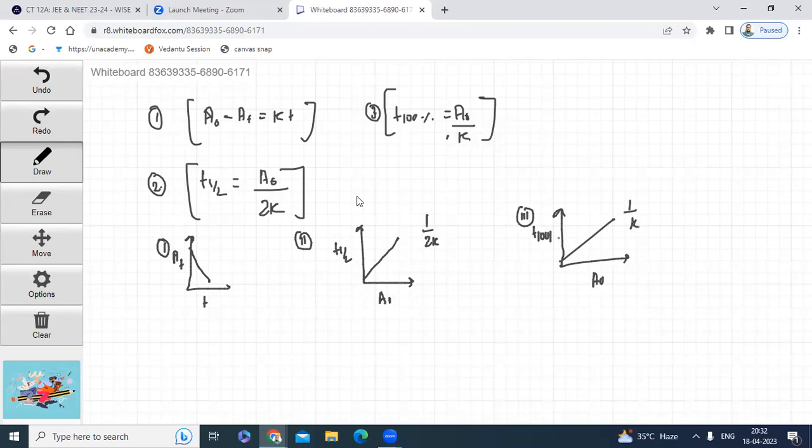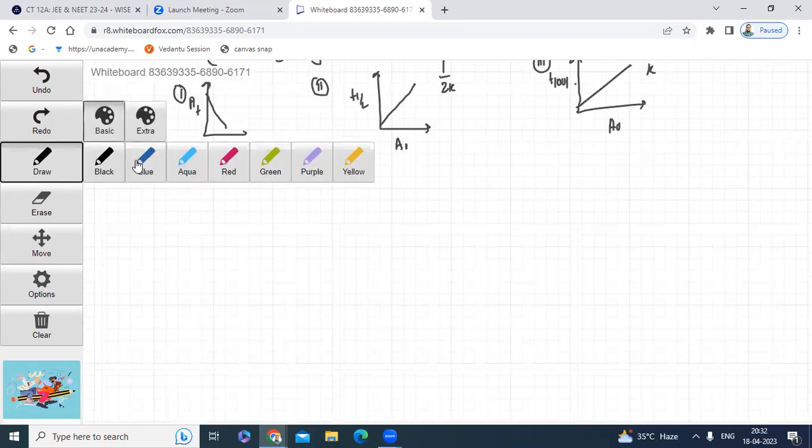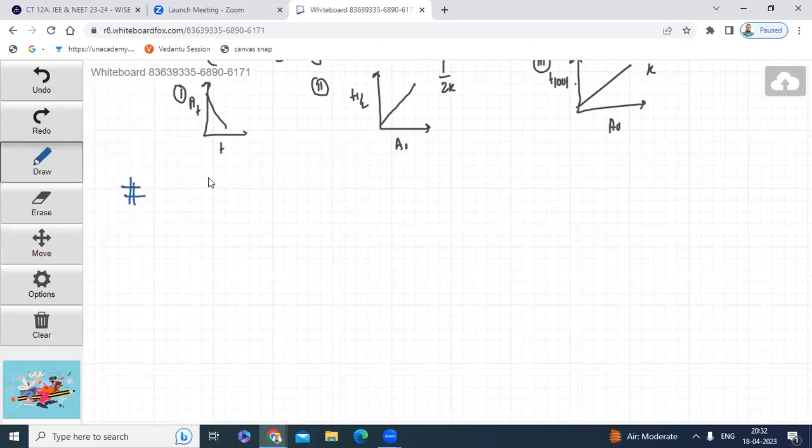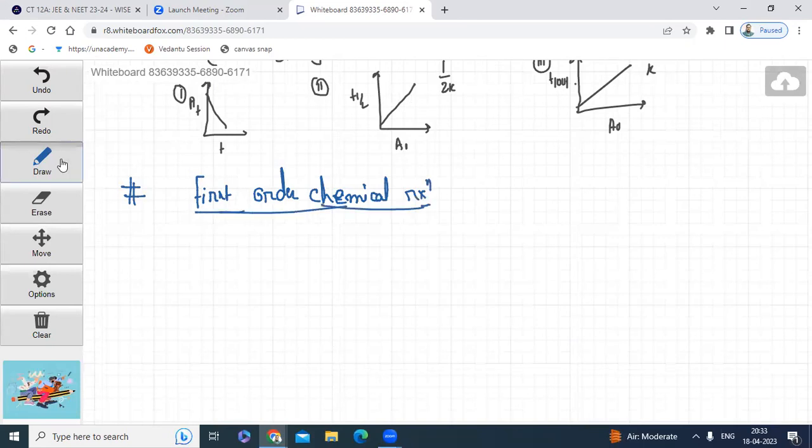This is the result. After that, today we will study the next topic, the first order chemical reaction. Write down the next topic, first order chemical reaction. What is the meaning of first order chemical reaction? How will we write the first order chemical reaction? For the first order chemical reaction, n value will be equal to 1.